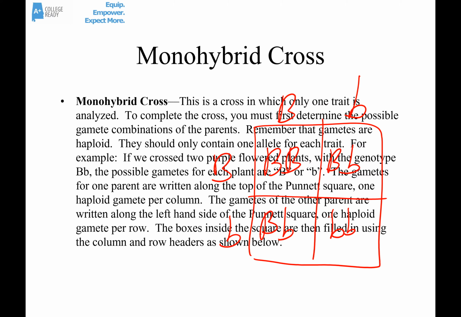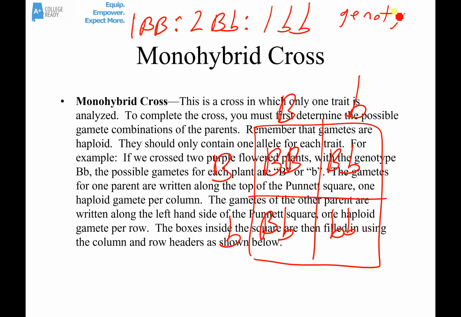So I could do what's called a genotypic ratio. And I could say, okay, there's going to be one that is big B, big B, homozygous dominant. There are going to be two that are big B, little b, heterozygous. And there's going to be one that's little b, little b. So that is the genotypic ratio.